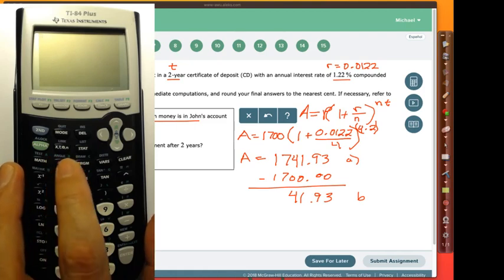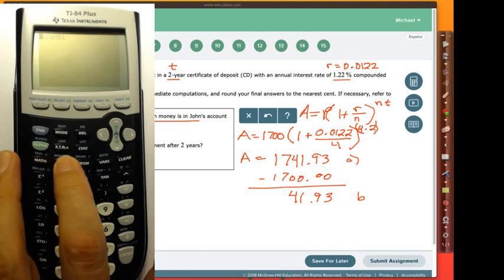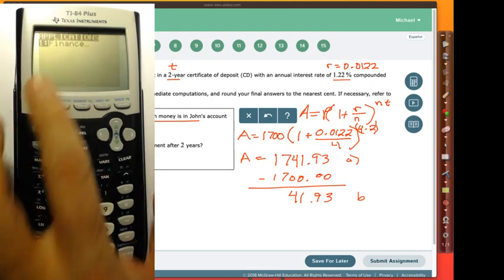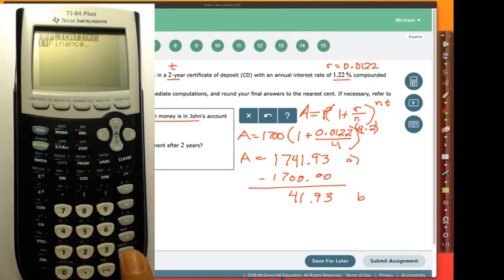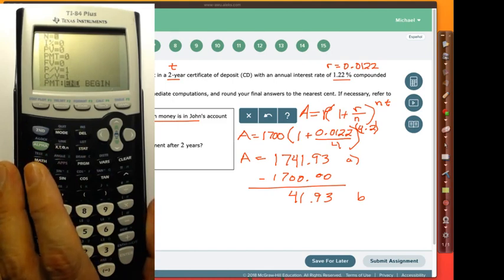On mine it's purple. It's usually slightly different colored, but it's 3 from the top and 2 over. There's your apps button. You may have a list of more things, but all of them have finance at the top. You'll just hit enter. And what we're going to use is a TVM solver. So hit enter. Now you may have numbers in there. It doesn't matter. We're going to replace them all.